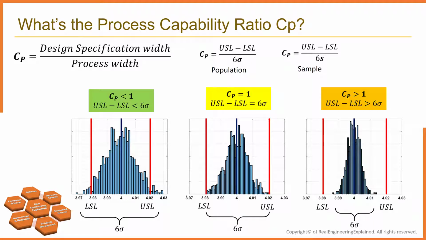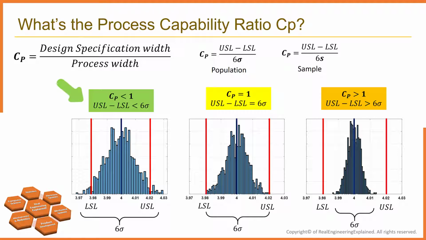Please note that the biggest difference between CP and PP is how the standard deviation is determined. In the PP calculation, we use an estimated standard deviation of samples, but for CP, we assume we have a stable process and we have enough data to calculate a true standard deviation. Process capability of 1 means USL minus LSL is equal to 6 sigma, which means the entire process, with the assumption of a centered mean, is within the LSL and USL. So we say this process is capable.